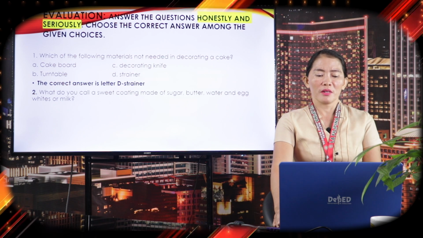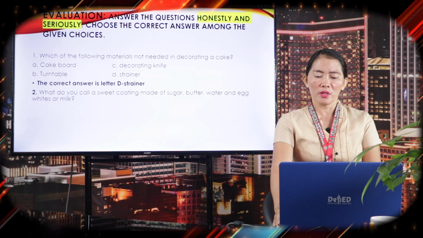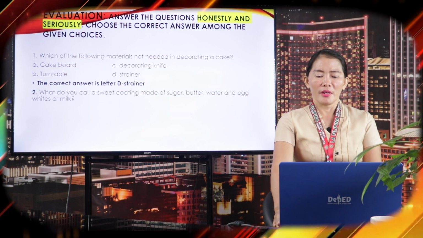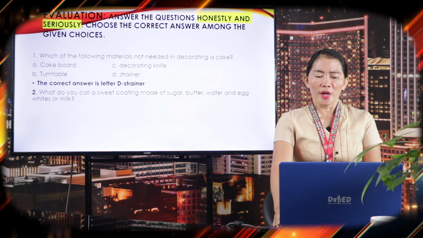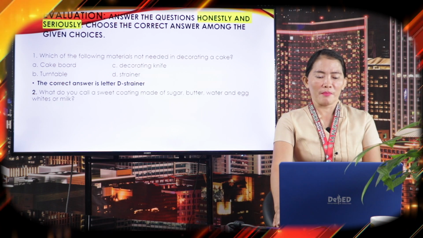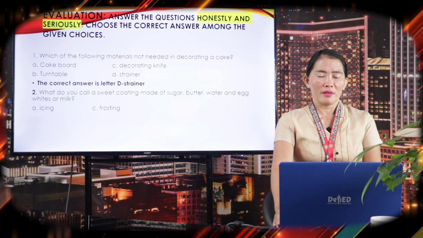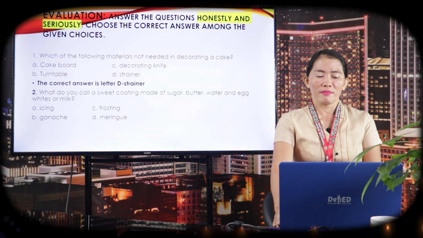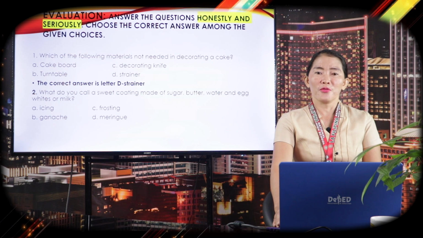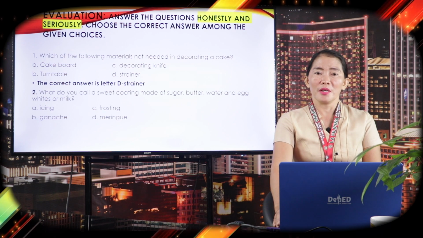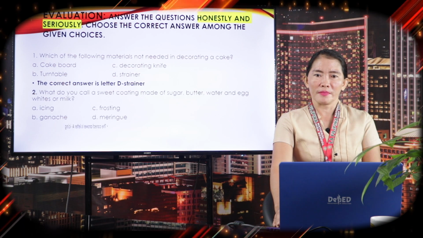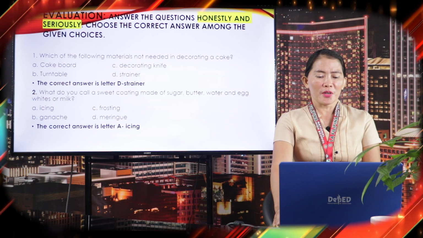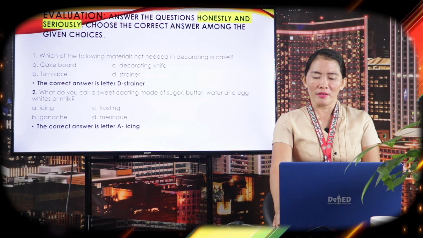I will repeat. What do you call a sweet coating made of sugar, butter, water and egg whites, or milk? Letter A. Icing. Letter B. Ganache. Letter C. Frosting. And letter D. Meringue. The correct answer is letter A. Icing.